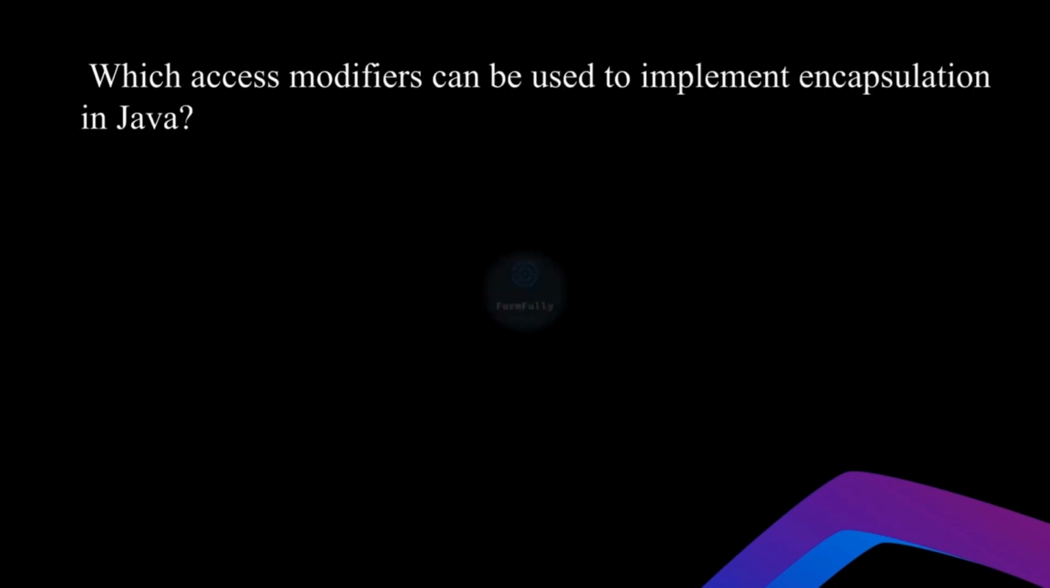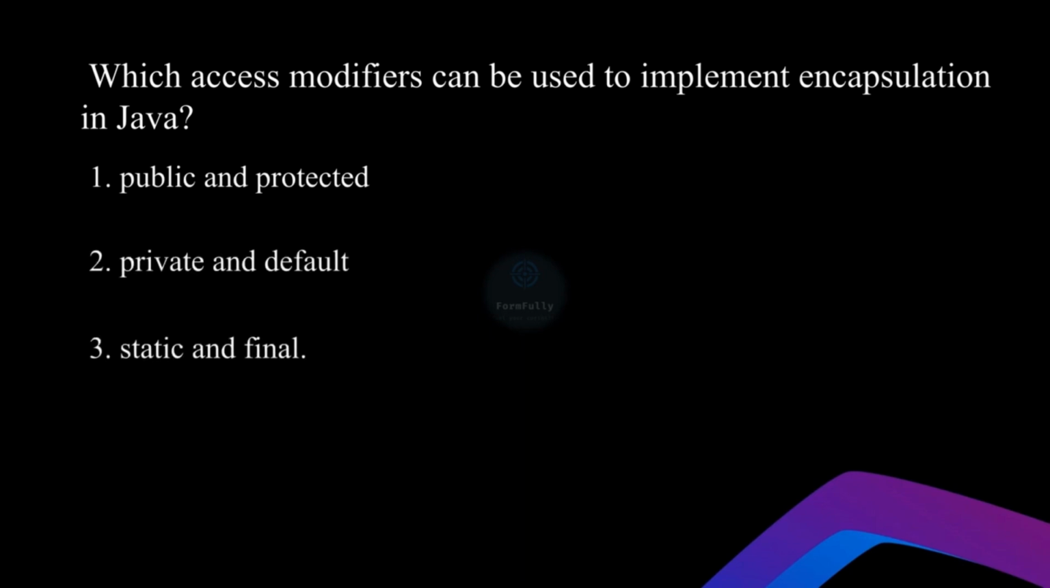Moving to the next question. Which access modifier can be used to implement encapsulation in Java? Options are public and protected, private and default, static and final, abstract and synchronized.